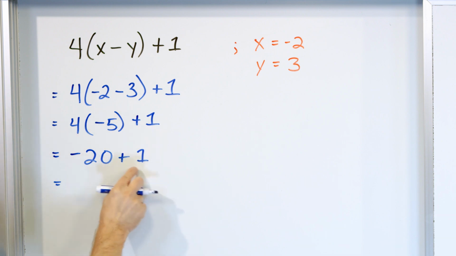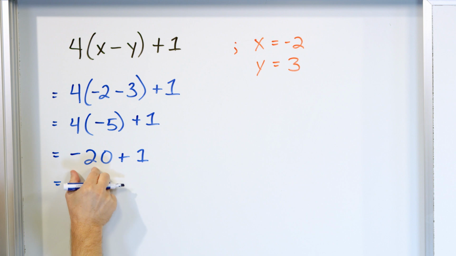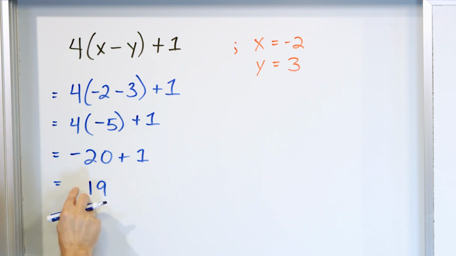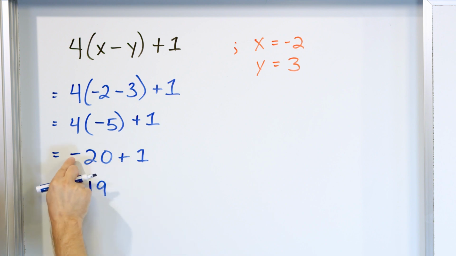Final step, we're adding these together, but we have opposite signs, negative and positive. So really what we do is subtract. 20 minus 1 is 19, and the sign goes with the larger absolute value, which is negative. And so the answer to this problem is -19.